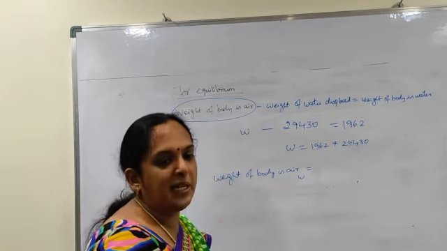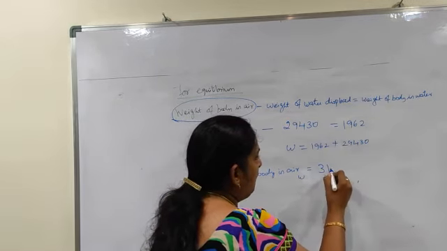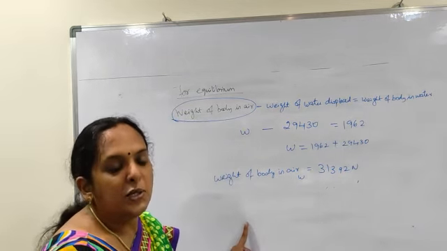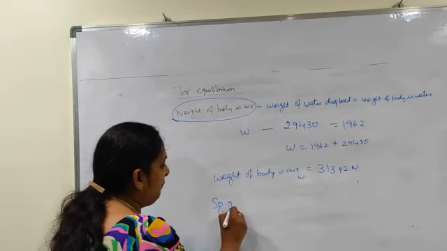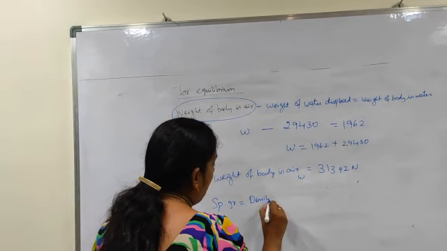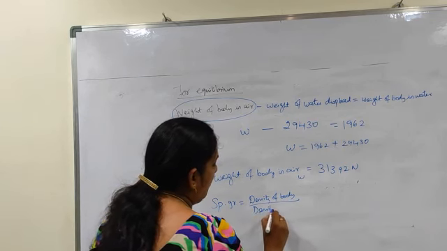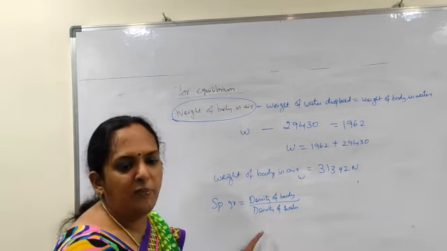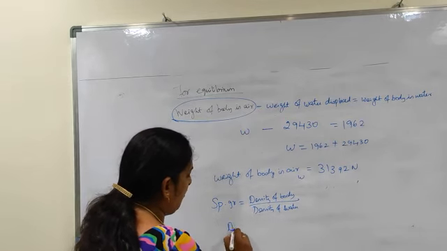When you add it up, the answer I am getting is 31392 Newton. So this is my answer. Okay. So what I have to find out is the specific gravity. So what is specific gravity? Specific gravity of any body will be equal to the density of the body by the density of your standard fluid, say your water. Okay, I know the density of water, 1000, but I don't know the density of the body. So first I have to find out the density of the body.